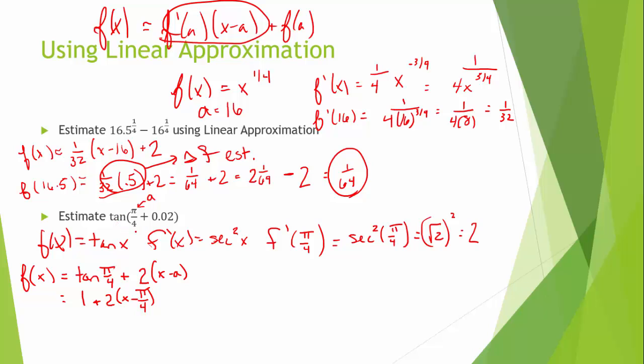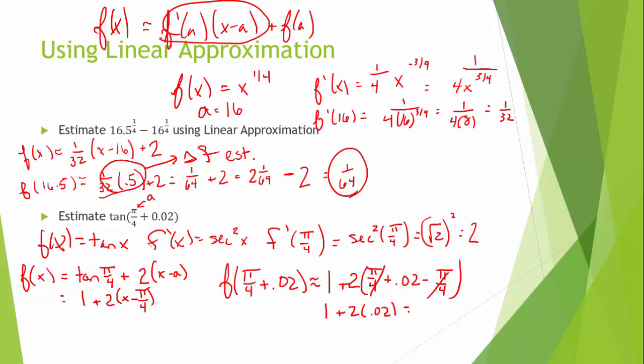So to approximate the tangent of pi over 4 plus 0.02, we do f of pi over 4 plus 0.02, which is going to be approximately equal to 1 plus 2 times the quantity pi over 4 plus 0.02 minus pi over 4. Pi over 4's cancel. We get 1 plus 2 times 0.02, which is going to be 1.04. So I know the tangent of pi over 4 is going to be 1, but then when I move it over 0.02, now my tangent becomes 1.04. That is the approximate value of tangent of pi over 4 plus 0.02.